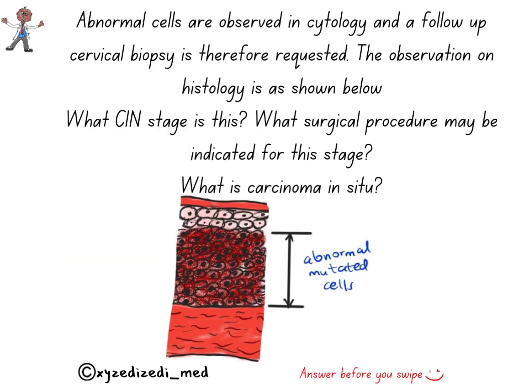Abnormal cells are observed in cytology and a follow-up cervical biopsy is therefore requested. The observation on histology is as shown below. What CIN stage is this? What surgical procedure may be indicated for this stage? What is carcinoma in situ?